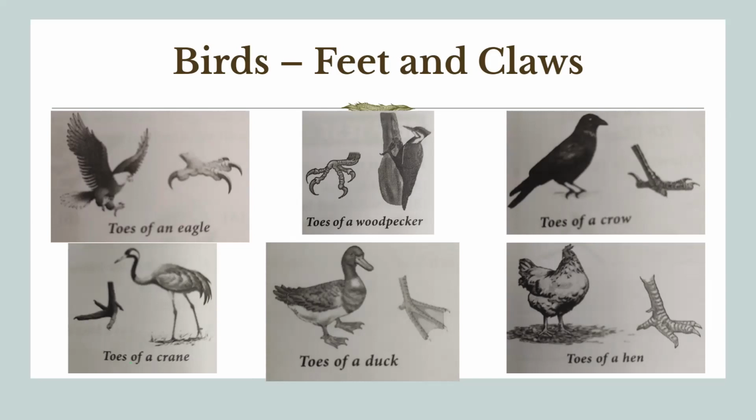Usually with humans, how many toes do we have? We have 5. But how many does a bird have? They have 4 toes, or 3. They have 4 toes on each foot. Now on each toe, they have a curved pointed structure.